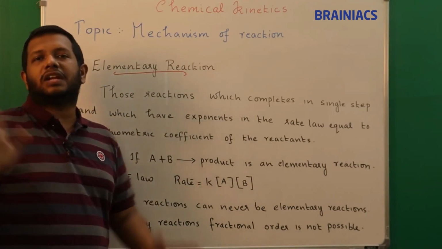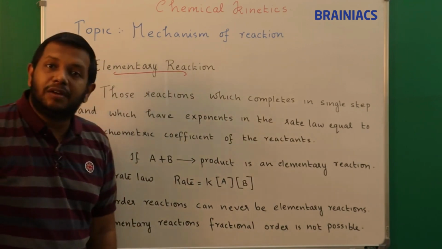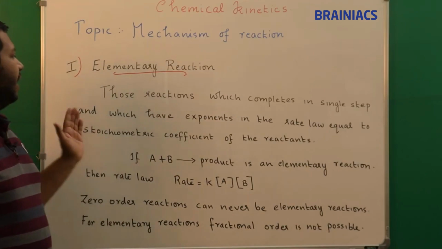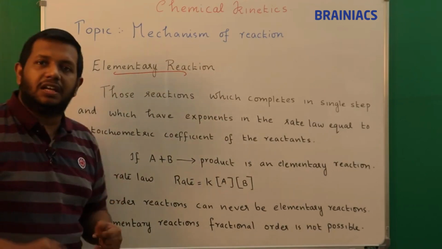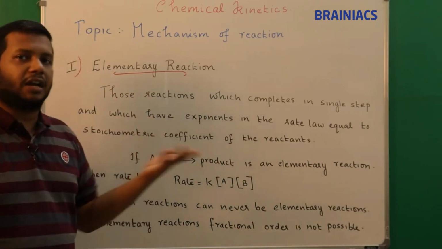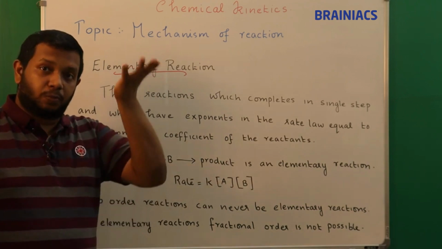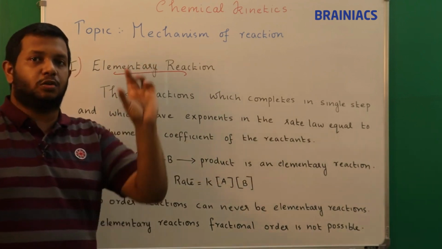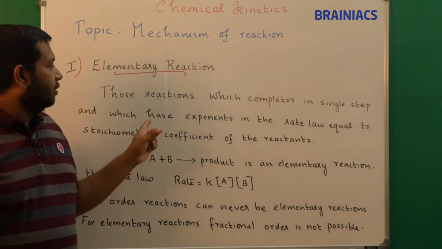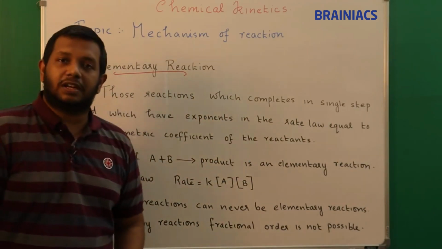In one single step the reaction will get completed. Those types of reactions are called elementary reactions. The property of an elementary reaction is that if you write the rate law expression, the exponents of the concentration terms will be equal to the stoichiometric coefficients of the reactants.